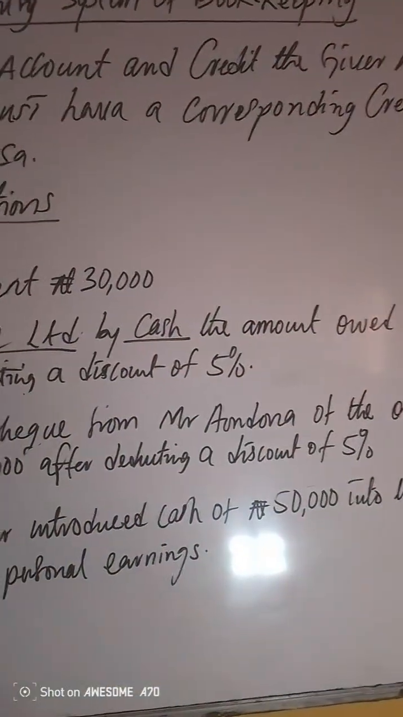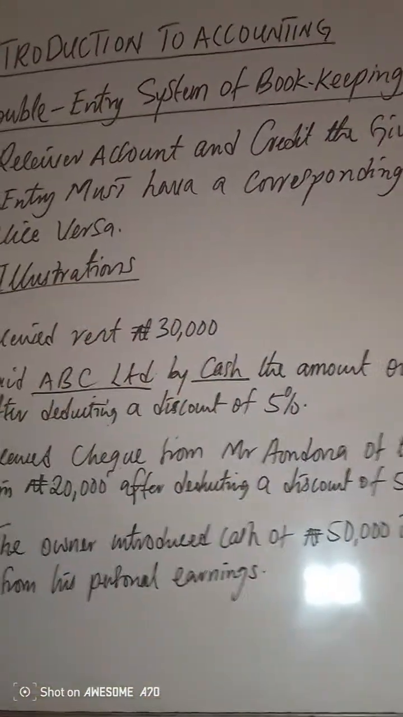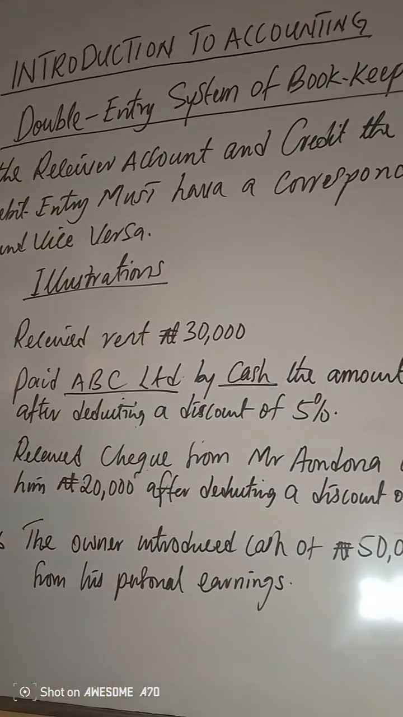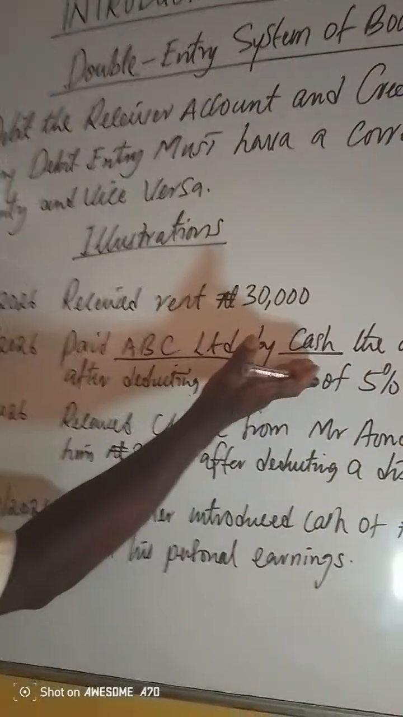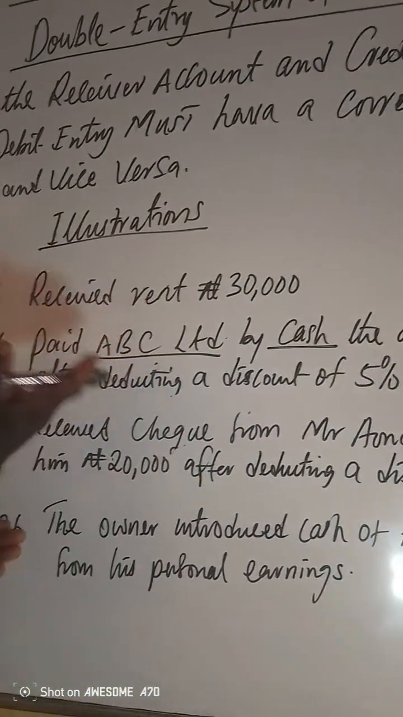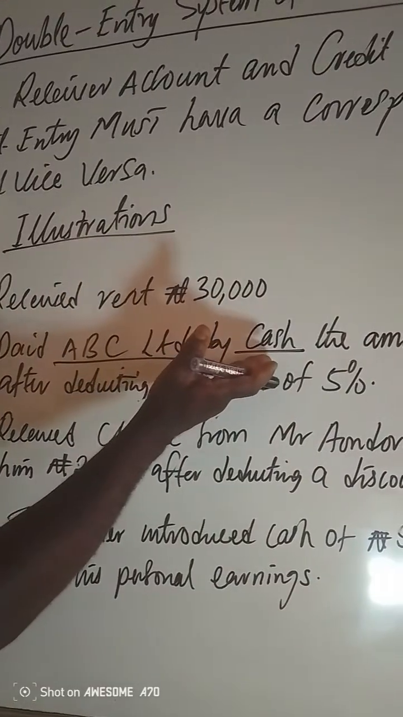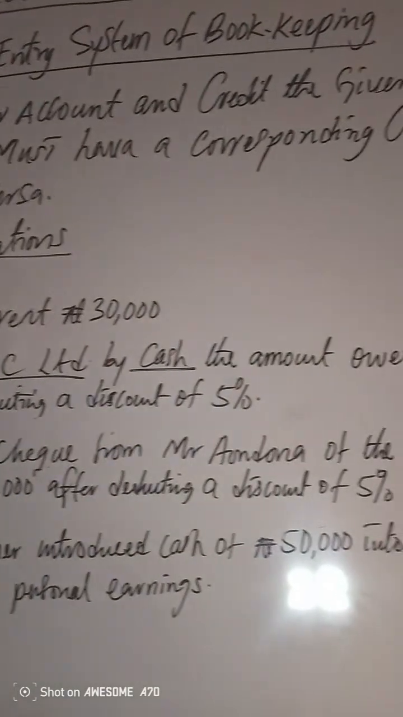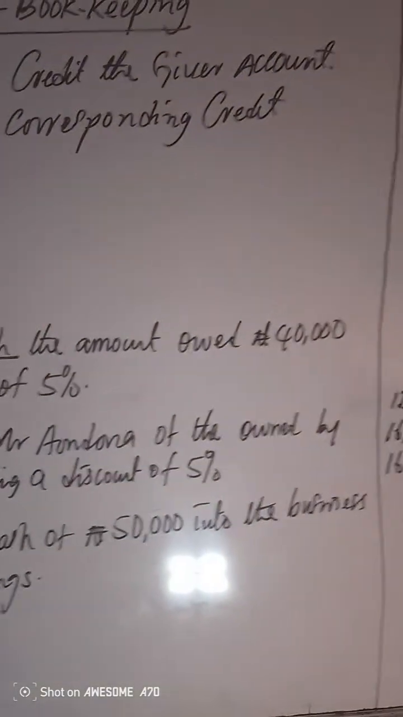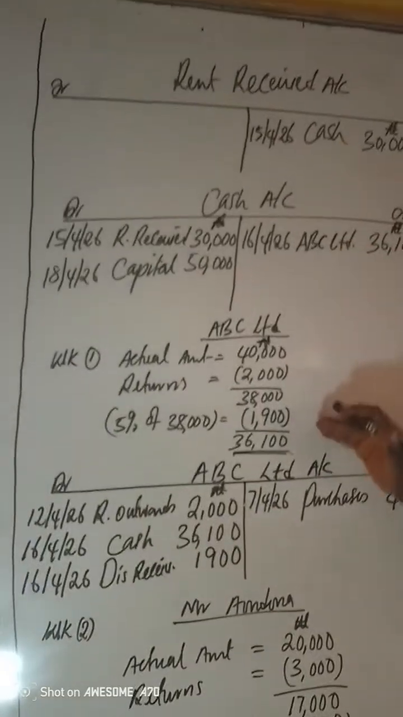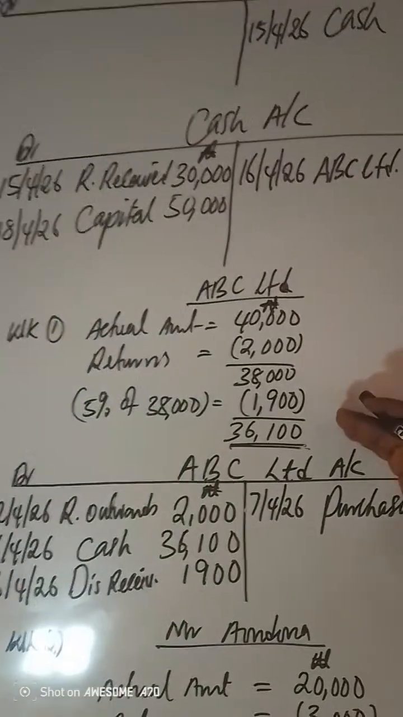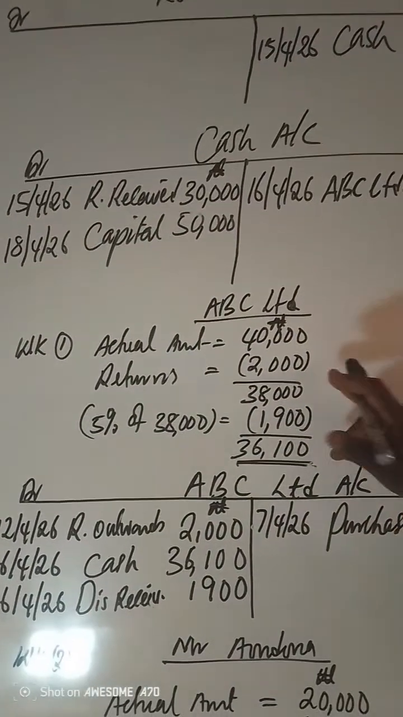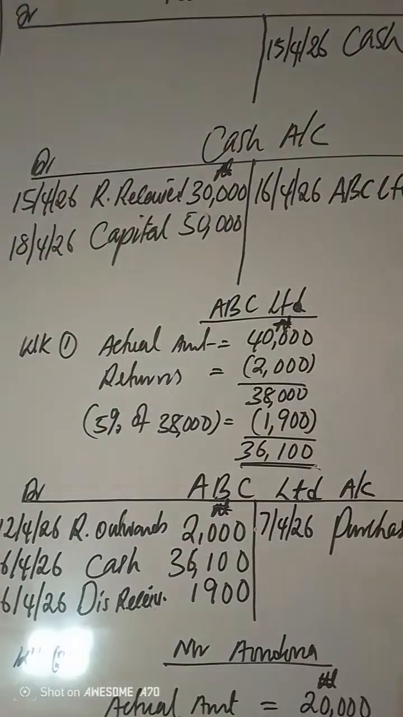Let's see how we are going to post this transaction with discount involved, which most learners find very difficult. I'm going to give you more clarity on it. Here, the giver account is cash and the receiver account is ABC Limited. So we are going to credit cash as a giver account and debit ABC Limited as the receiver account, with a discount. But before you do that, you must bring out your workings. And these are your workings. You recall that in the previous video too, there was a return outward to ABC Limited of 2,000.